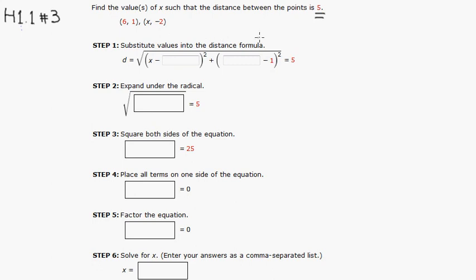Using the distance formula, you can think of this as x1 and y1, and this is x2 and y2. So for the distance formula, x2, which is x, minus x1, which is 6, so you're going to have 6 here. And y2, which is negative 2, minus 1. So you have that right here. It's already squared, then take the square root, and that's equal to 5.